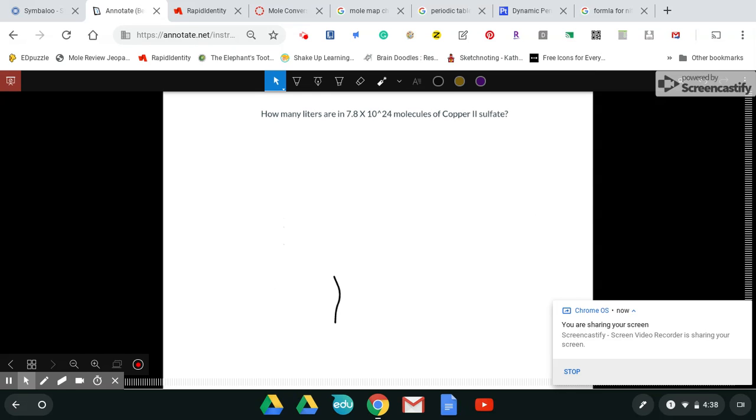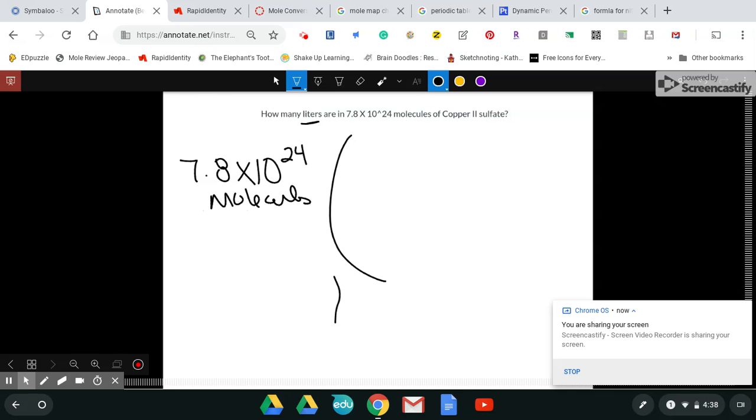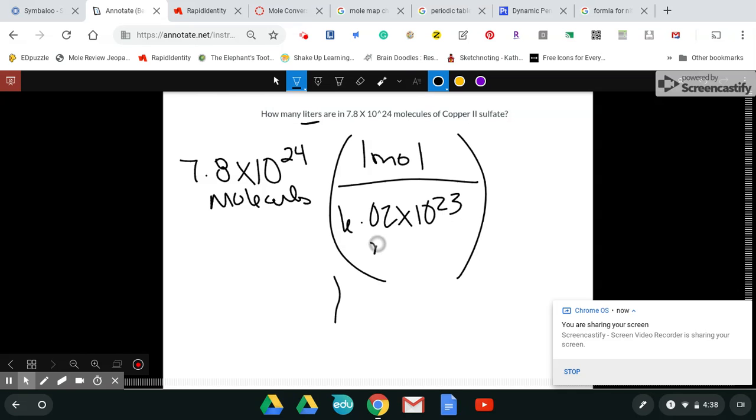All right, last problem. It says how many liters are in 7.8 times 10 to the 24th molecules of copper sulfate. So do we need to know the mass? No, because I'm looking for liters. And remember, liters is on the bottom side of your mole map, okay? And so to start off, let's write down what we've got. 7.8 times 10 to the 24th, and this is molecules. To get out of molecules, we divide. Because we're trying to get into moles. So 1 mole equals 6.02 times 10 to the 23rd molecules.